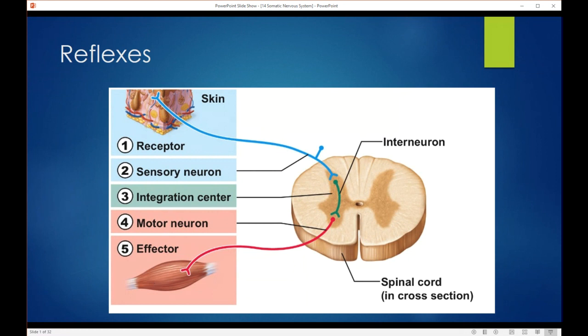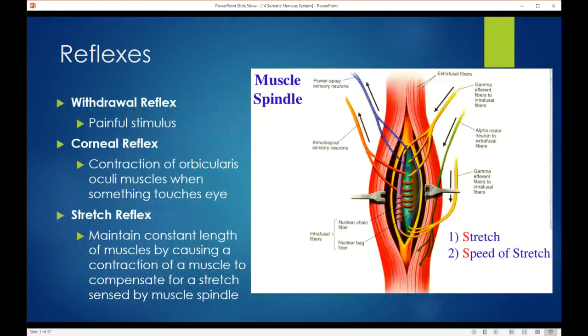So for instance, if you were to touch maybe a sharp pin or something like that in your finger, then you're going to automatically pull your hand up and away from it, and you're not even fully processing what has happened quite yet. So there's different types of reflexes. The big one is the one that we just talked about, which is the withdrawal reflex. That's because of a painful stimulus, but also the corneal reflex. So for instance, if something touches your eye, then we're going to contract the orbicularis oculi muscles that are surrounding our eye so that we can close our eye.